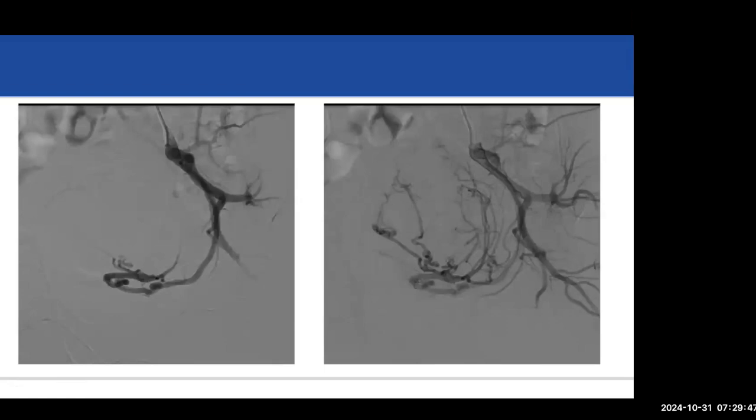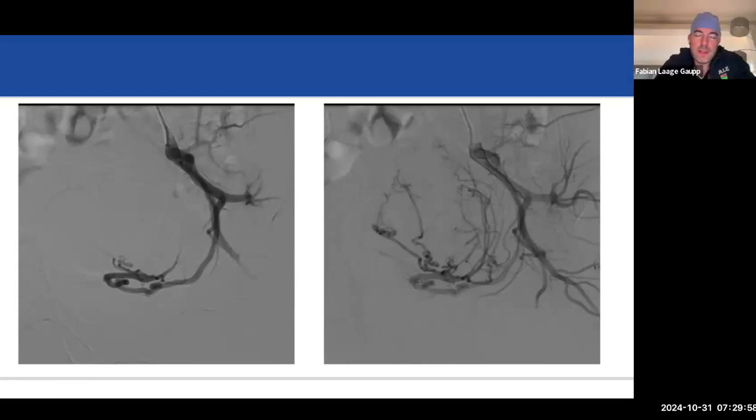In order to be able to delineate the branches, the internal and external iliac, we need to do contralateral oblique, preferably 30 degrees. Yeah, exactly. You can do 20 or 30 degrees contralateral, that really opens up the internal and external. Then you find your way into the internal iliac.